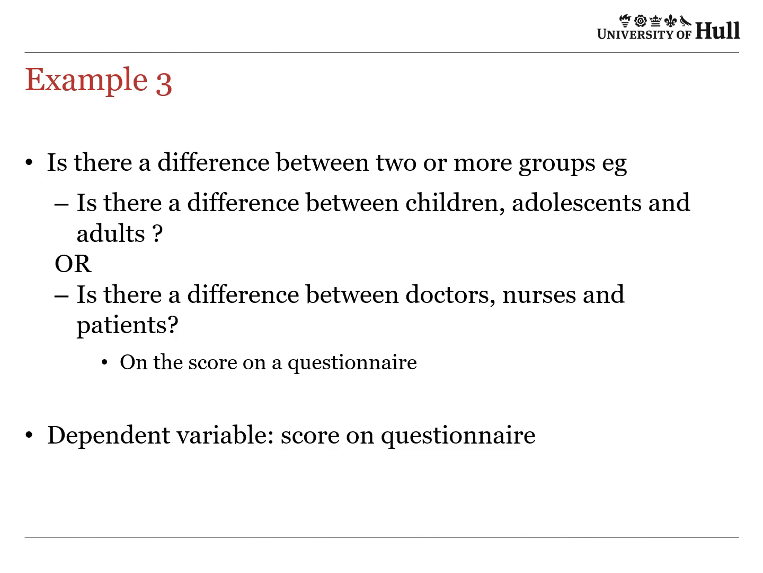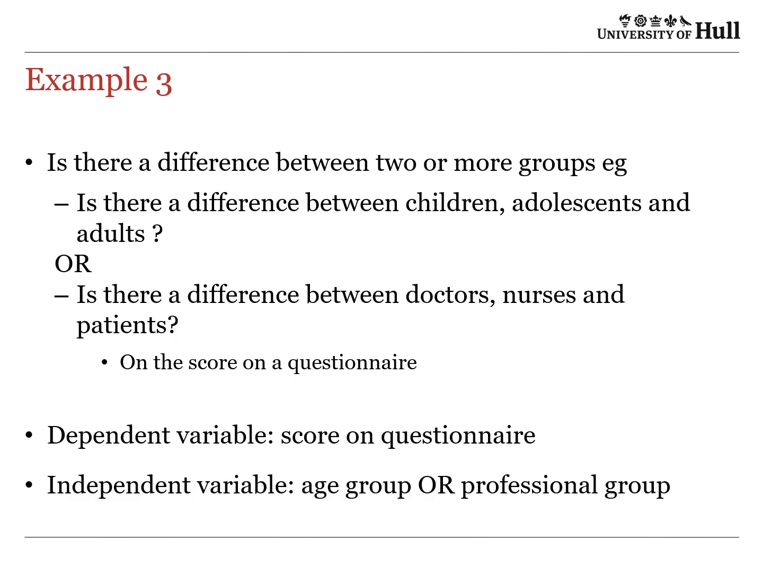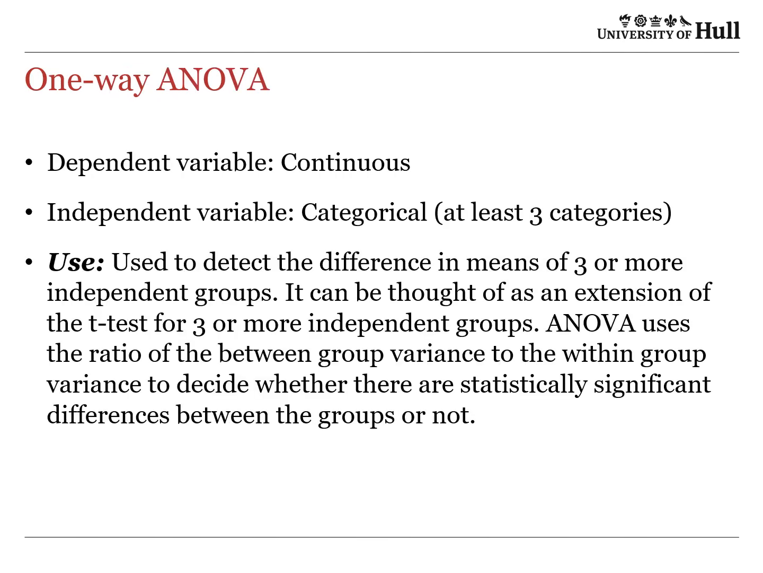In this case, the dependent variable is the score on the questionnaire and the independent variable is the age group or the professional group. The test of choice here is the one-way ANOVA. ANOVA stands for analysis of variance. In fact, that's the basis of all these statistical tests, all the parametric tests at any rate.